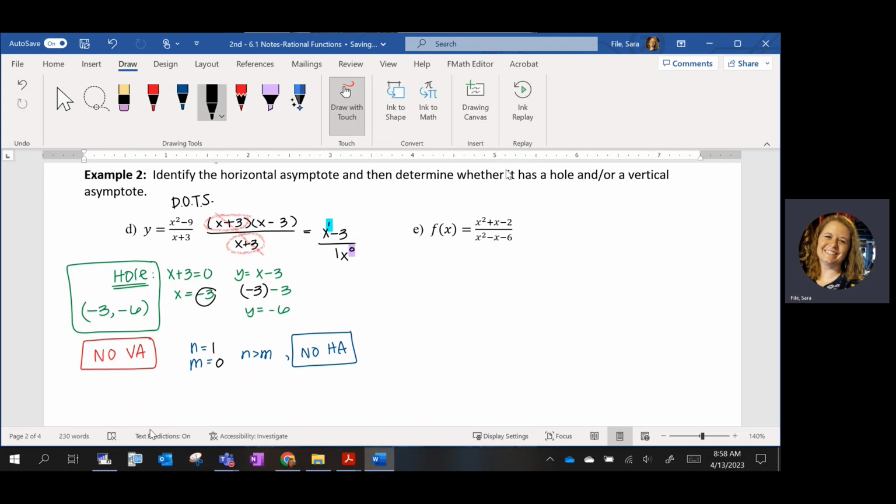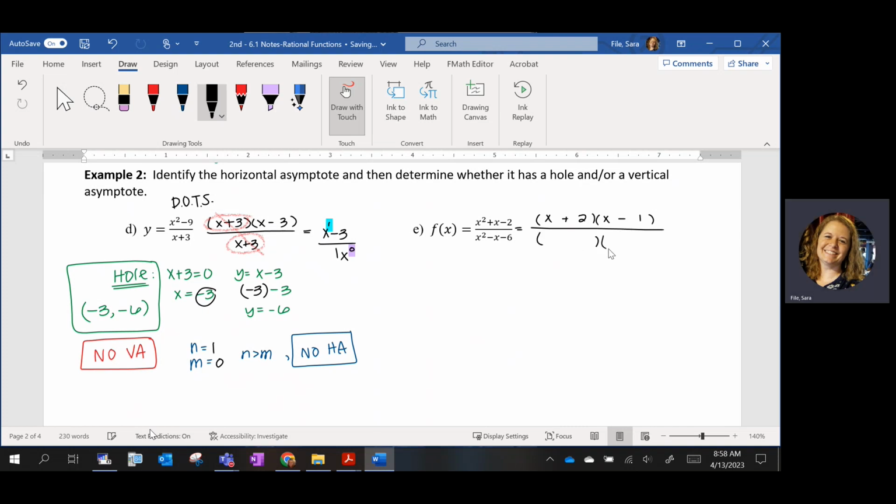Okay, let's check out E. We're going to factor both the numerator and the denominator. Okay, so quadratic form trinomial here. X squared would factor to x times x. And then the only factors of 2 are 2 and 1, right? And I need 1 positive and 1 negative so that it multiplies to a negative. But I want them to add to a positive 1. So I want the 2 to be positive and the 1 to be negative.